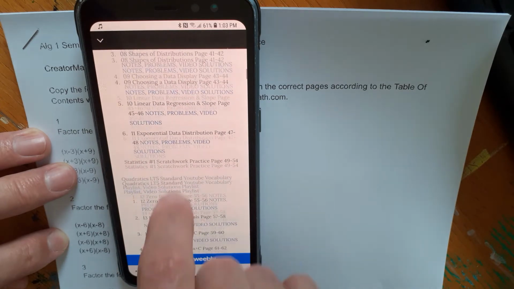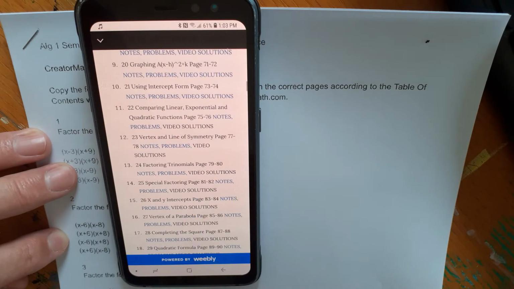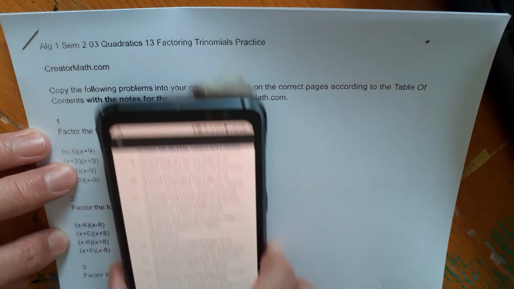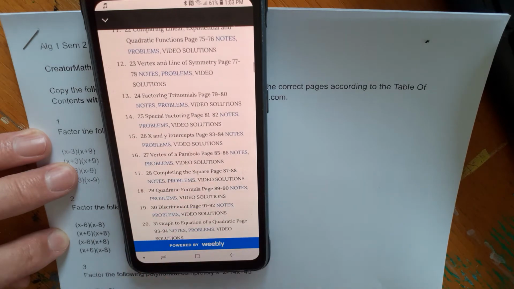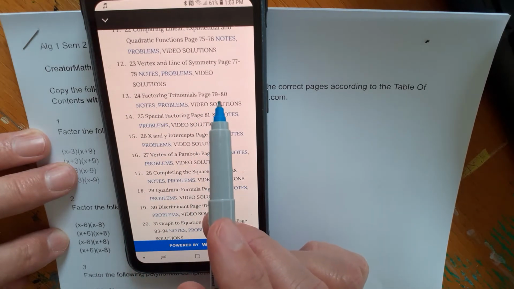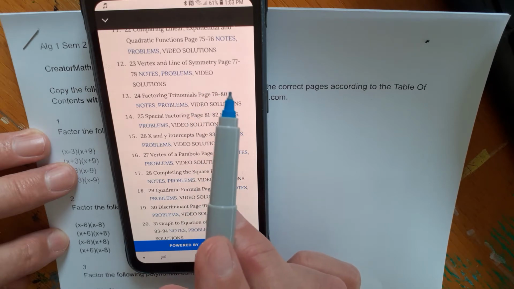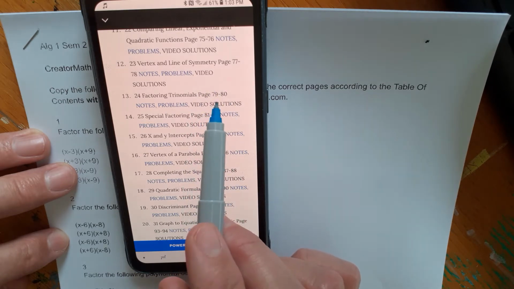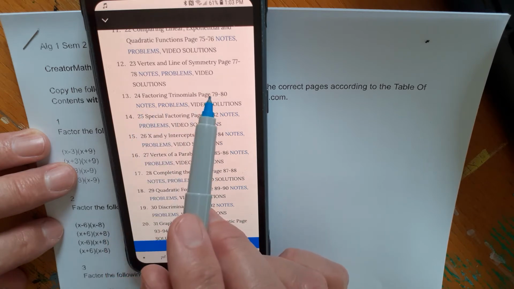We'll go by that. And we're in quadratics right here, but we're way down in lesson 13 here. There we are. Factoring trinomials. So don't take the pages from this video. Look back at the original table of contents. By the time you look at this, this could be different. But here's the notes. These notes go on these pages of your comp book.